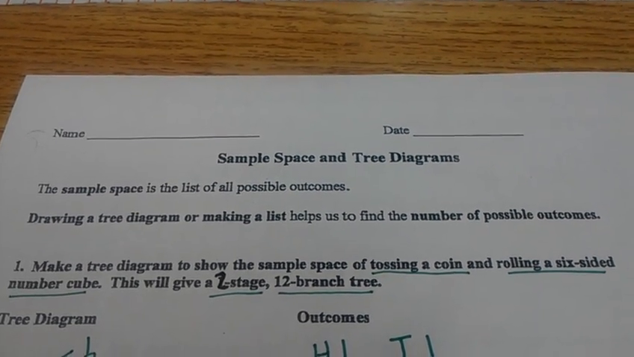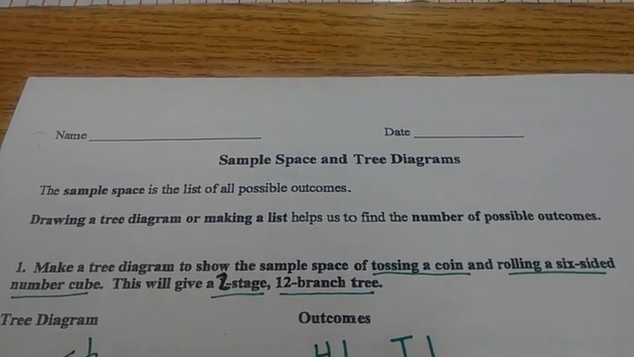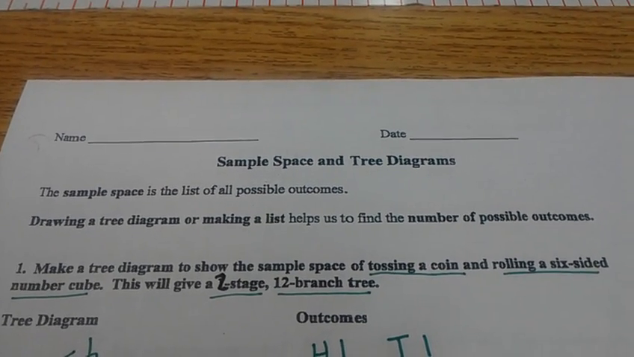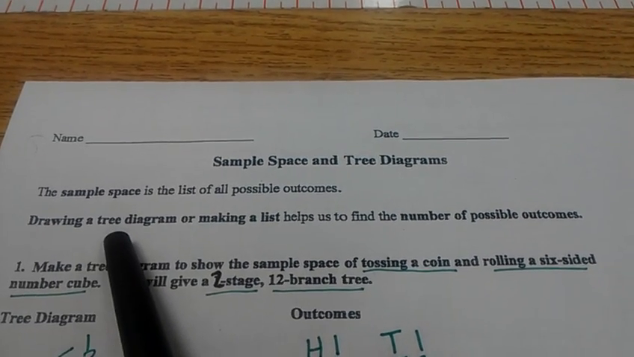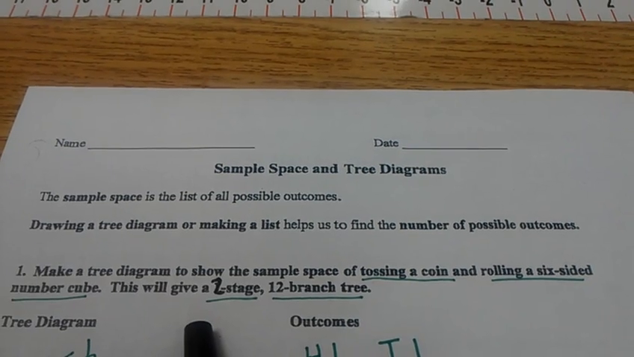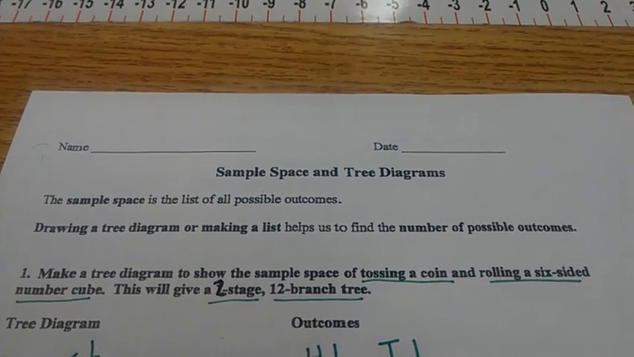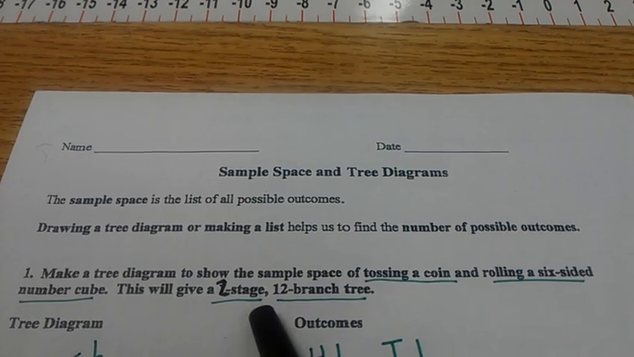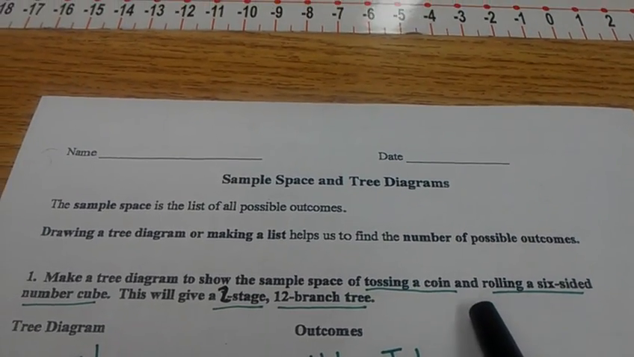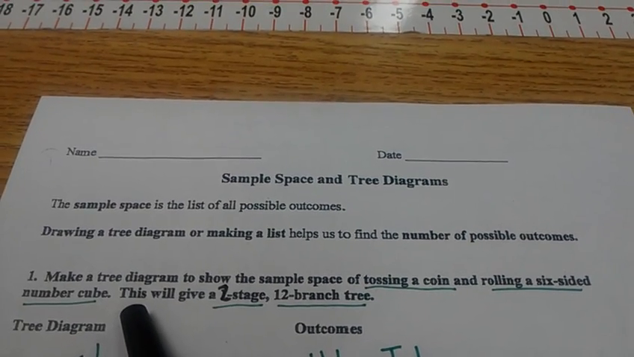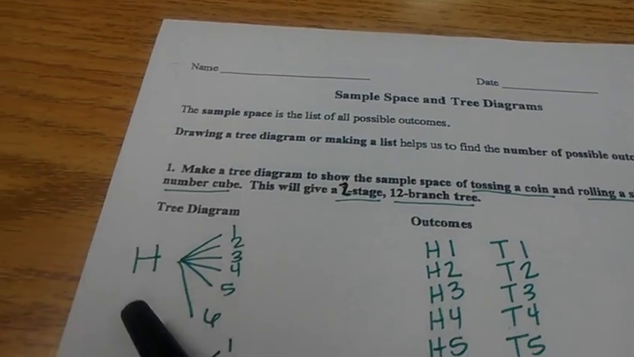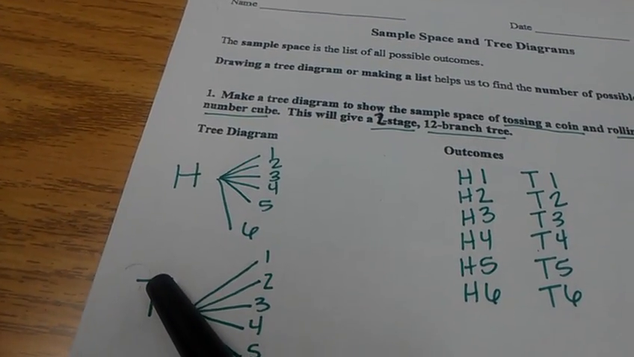When we start having multiple probabilities, a composite probability, the list gets a little bit more complicated, and you can draw a tree diagram to help you keep those outcomes and the list of things that you could possibly get straight. So make a tree diagram to show the sample space of tossing a coin and rolling a 6-sided number cube. So the first thing that we're going to do is toss a coin. Well, what are your choices? You can get either a heads or a tails.